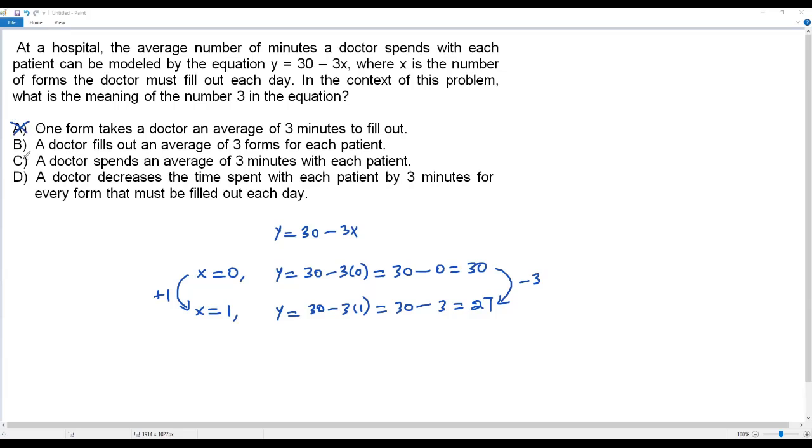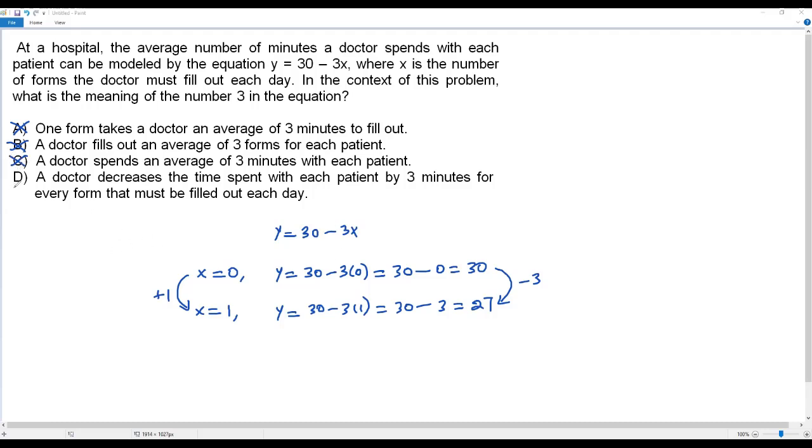Now let's go to answer choice B. A doctor fills out an average of 3 forms for each patient. This one also does not match with the work we have done, so we can reject option B as well. Now let's go to option C. A doctor spends an average of 3 minutes with each patient. No, this is also incorrect because this situation also does not match with the work we have done.